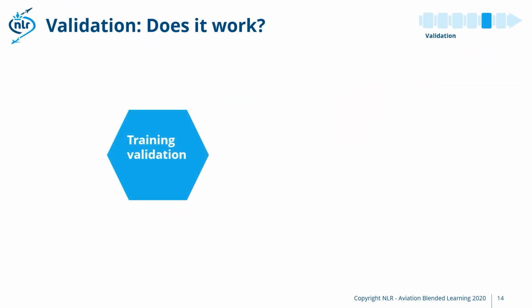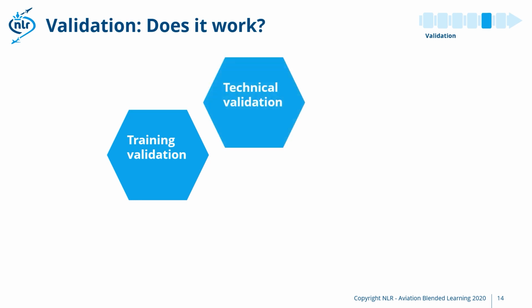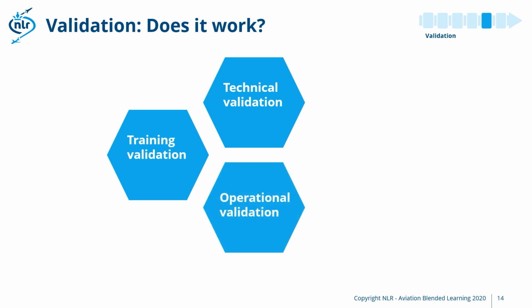Also, validation is important, and this will differ from ABLE to ABLE. First of all, the training validation. Does it deliver equal or better training, this ABLE environment? And for the technical validation, it is important to know if this ABLE is really reliable, especially in a busy, high-paced training program. Also, it is important to make sure that instructors can work with this ABLE environment, but also the support personnel needs to be able to work with it.